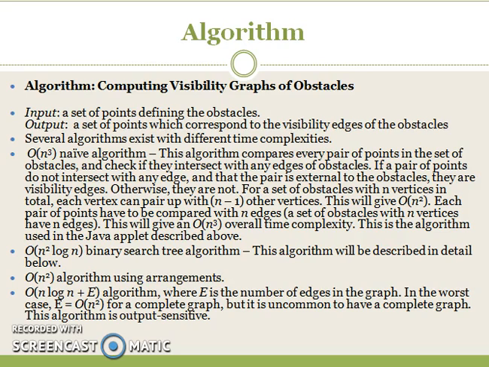There are several algorithms that exist with different time complexities: order of n cube naive algorithm, order of n square log n binary search tree algorithm, order of n square algorithm using arrangements, and order of n log n plus e algorithm, where e is the number of edges in the graph. In the worst case, e is equal to order of n square for a complete graph, but it is uncommon to have a complete graph. This algorithm is output sensitive.